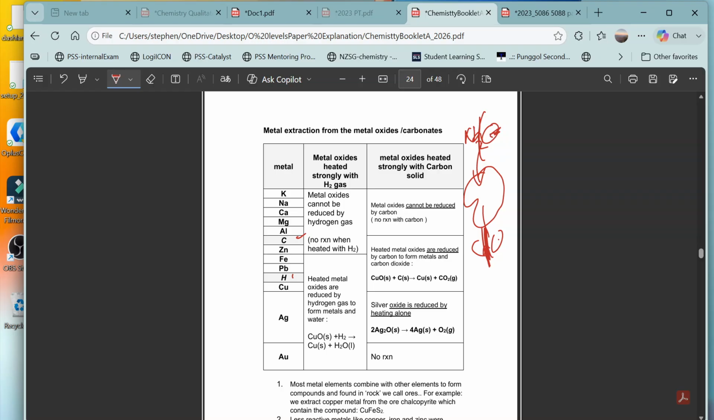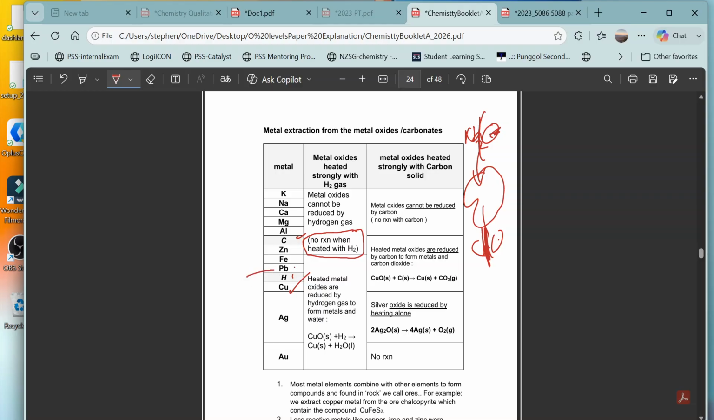So from here, I think copper can be extracted by carbon and hydrogen. Can you see this part here? No reaction when heated with hydrogen gas. In other words, for no reaction, can you see? Zinc, did zinc get any reaction? No reaction. How about lead?